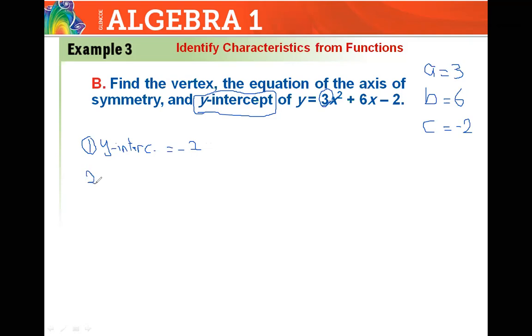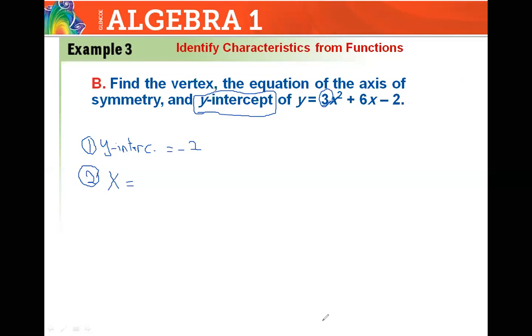Number 2, I'm going to the equation of the line of symmetry. I have a rule: x equals... Can you give me the rule, please? X equals what? Sorry, I didn't remember. Okay, I'm going to return back to you.